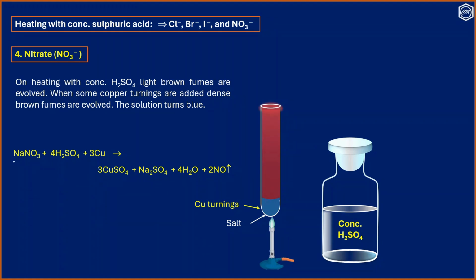Suppose that you are given sodium nitrate. Sodium nitrate reacts with the sulfuric acid and metallic copper, giving copper sulfate, sodium sulfate, and nitric oxide. This copper sulfate is blue in color. Nitric oxide is further oxidized to nitrogen dioxide, and nitrogen dioxide shows the reddish brown color.